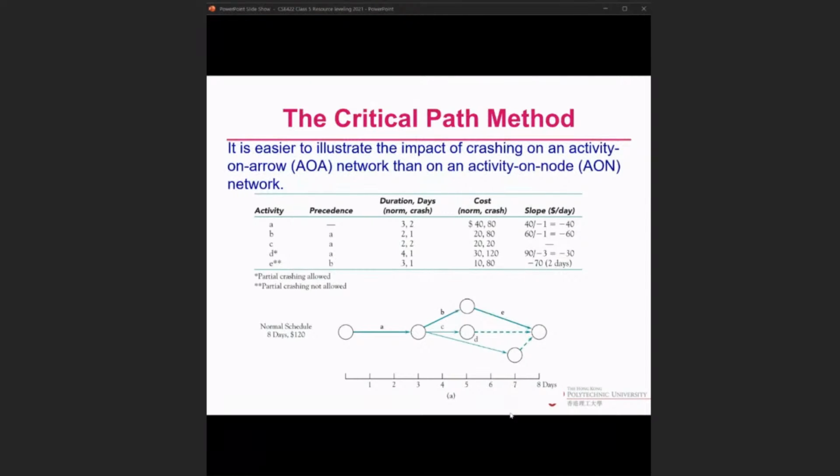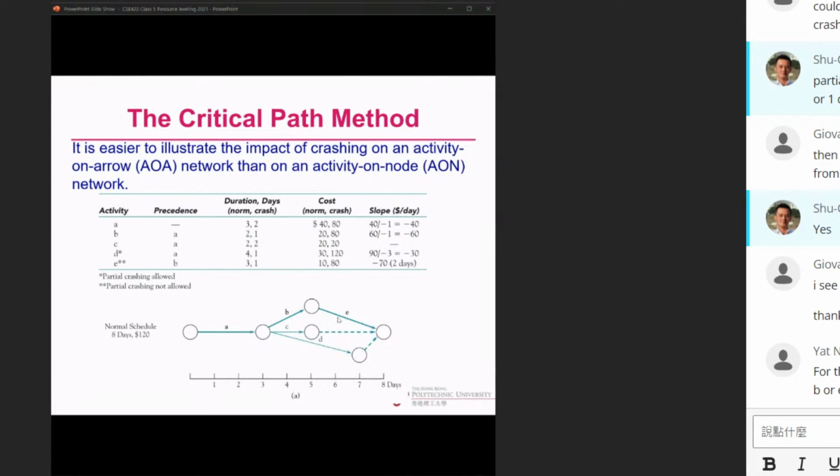If we crash activity E, did you see my mouse arrow here? If we crash activity E, it doesn't really make it a 7-day schedule. Instead, it is the 6-day schedule. Even if we crash activity E for 2 days and it makes a 7-day schedule, if this is AD, it's still 7 days. But for E, we need to pay 70.